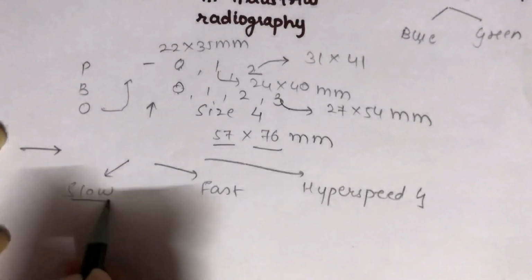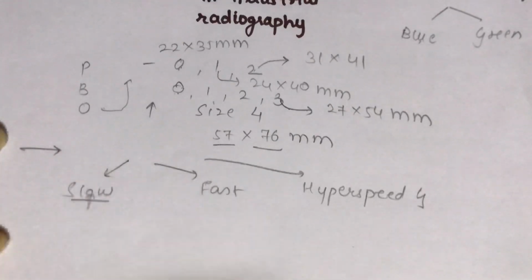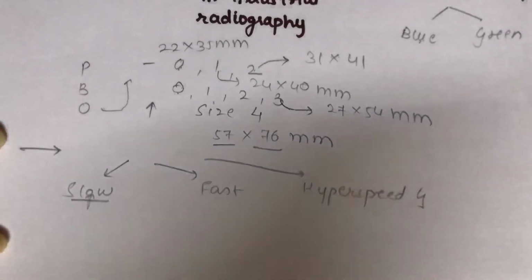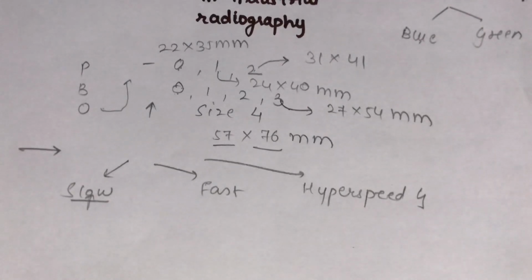So now in slow speed, as the name says, the exposure will increase to get the radiographic image. In fast it will be comparatively less, and in hyper speed it is the least. Now slow speed films contain small grains of silver halide. Because of that it is slow speed.